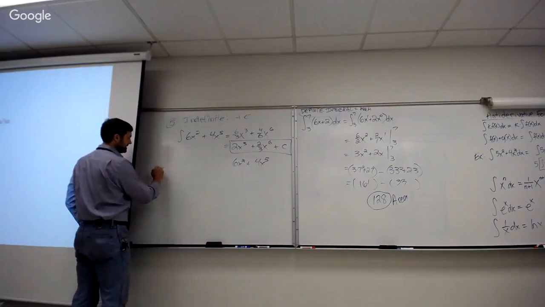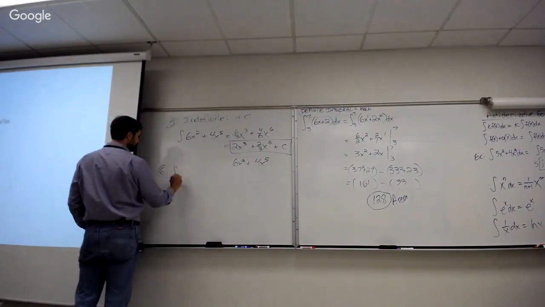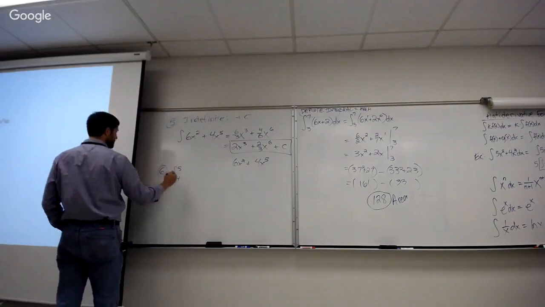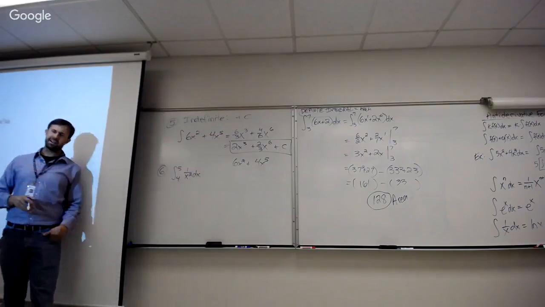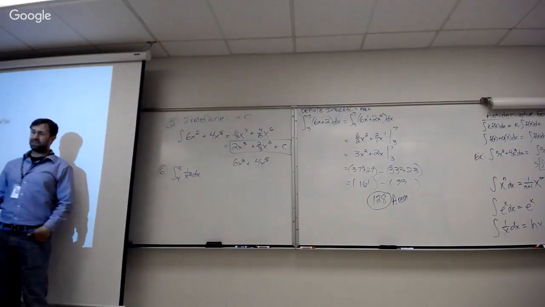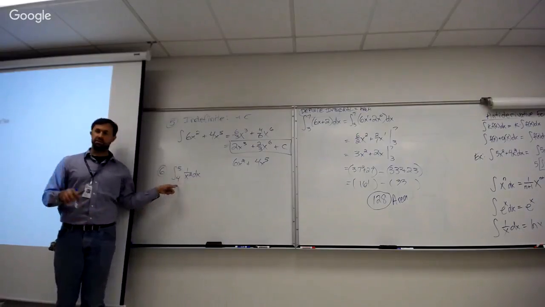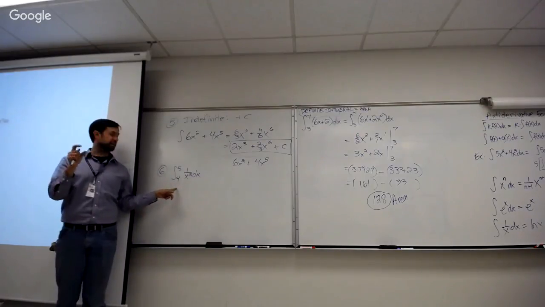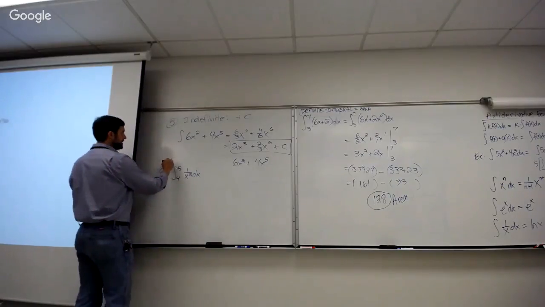Ooh, number 6 looks really exciting. Is it definite or indefinite? Yeah, this one is definite. I guess I don't know why they use the words definite and indefinite, but with definite, you're definitely calculating an area. You're defining your limits of integration so you can calculate an area. So this is a definite integral.